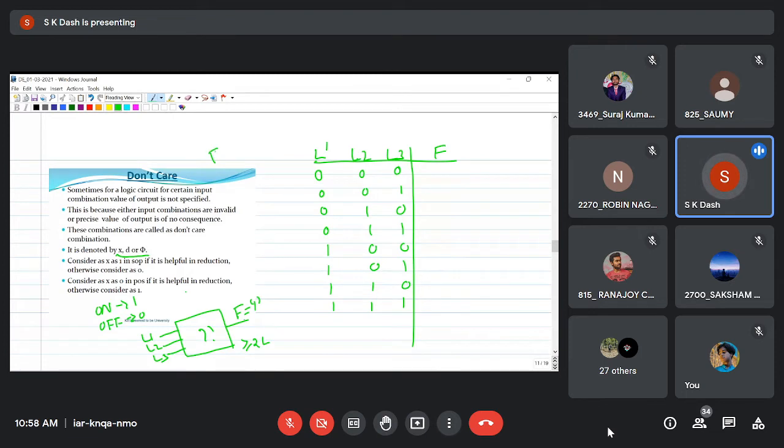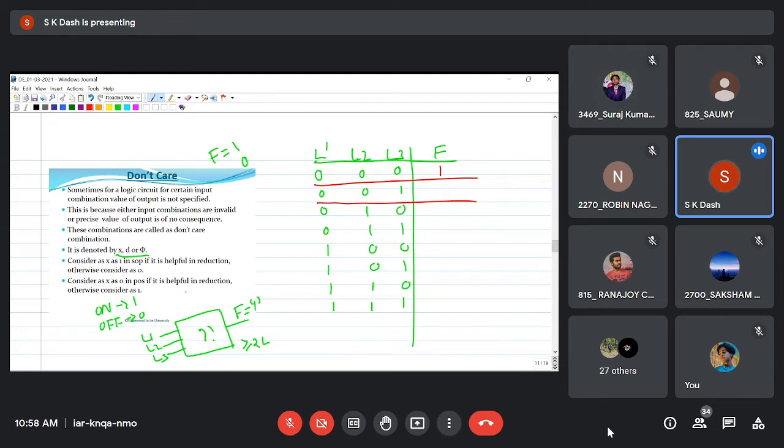In that case, what will happen? Output will be 1. When there is no sound, output will be 0. So check this first combination. How many LEDs are on? None. So what will happen to the light intensity inside the room? Is it sufficient light? No, sir. So what will happen to the buzzer? Will it be activated or not? The buzzer will be activated. So if it is activated, what will happen to the output, 1 or 0? 1. Great.